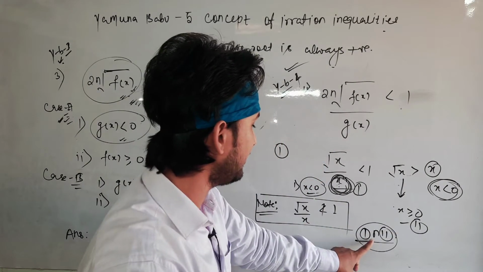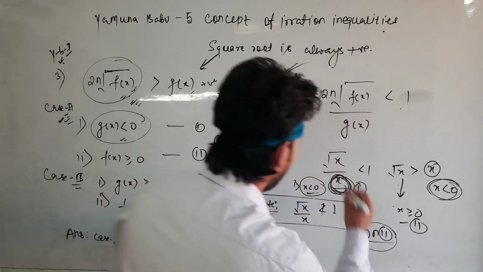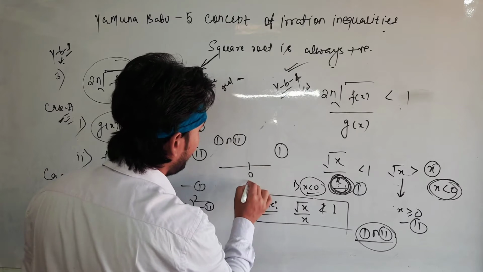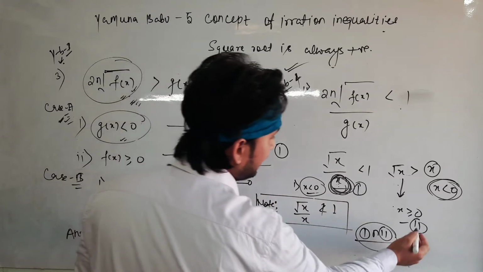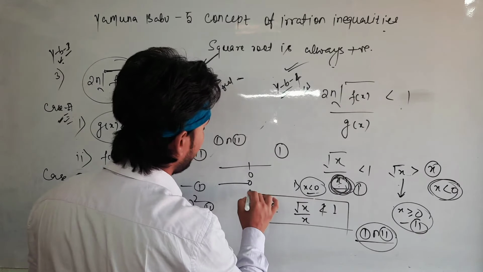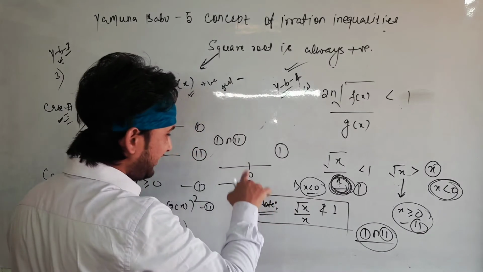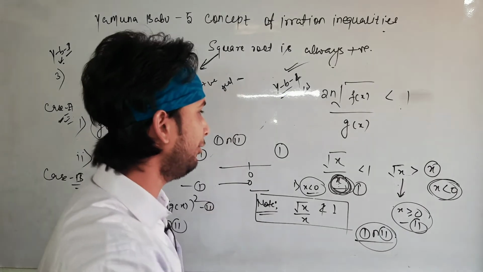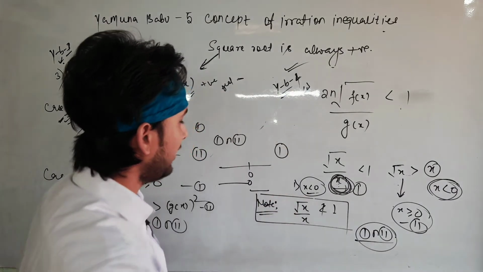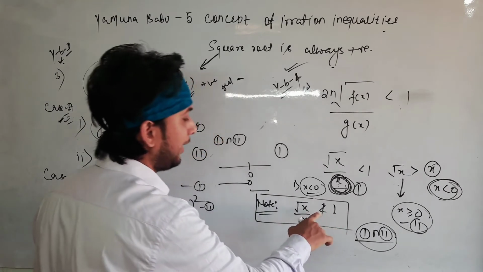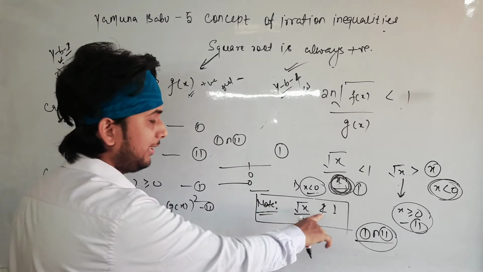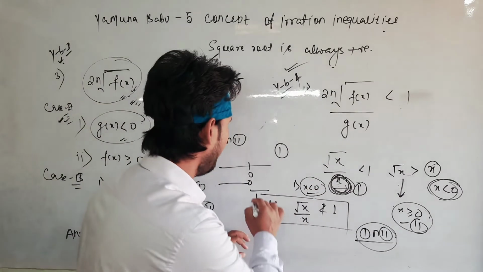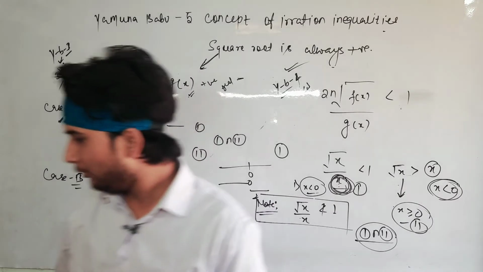When you take the intersection, it will be empty, because from here you are taking x less than 0, and you are finding your solution x greater than or equal to 0. There is no intersection between these two intervals. That's why I am saying that root x by x cannot be less than 1. Okay, this is a very, very typical concept. Note it here.